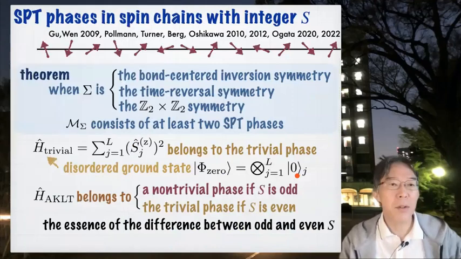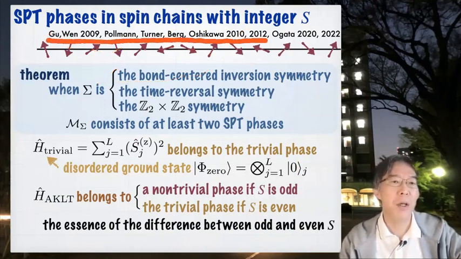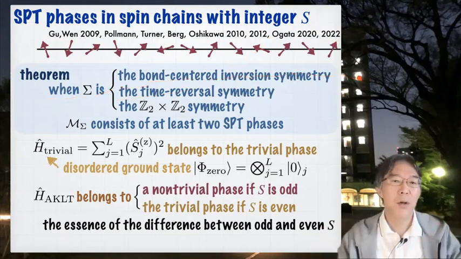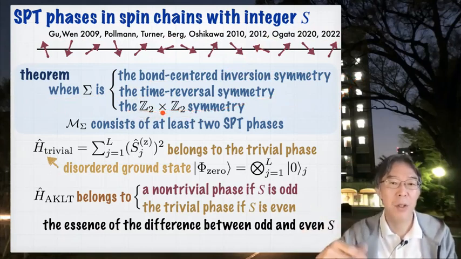As for quantum spin chains with integer S, everything is well understood. The basic physical understanding was given by Gu, Wen, Pollmann, Turner, Berg, and Oshikawa, and Yoshiko Ogata provided a mathematically completely rigorous theory. The theorem is that when σ is the bond-center inversion symmetry, where you just flip the chain, or the time reversal symmetry, or the Z2×Z2 symmetry, which is simply the π rotations about the three spin axes, then M_σ consists of at least two SPT phases. One of these phases contains this trivial Hamiltonian.